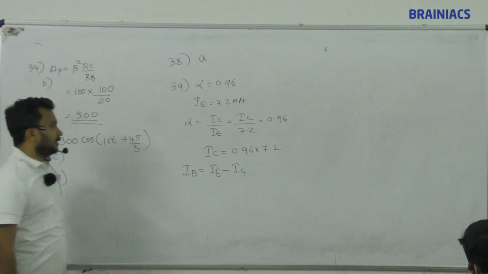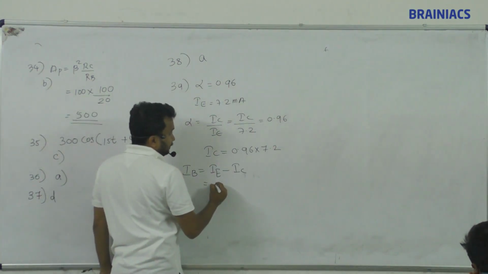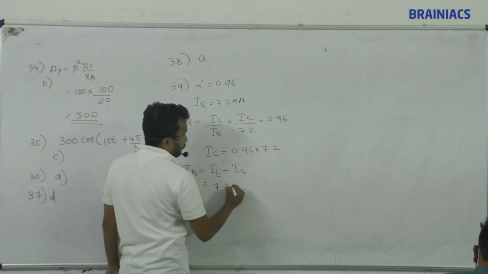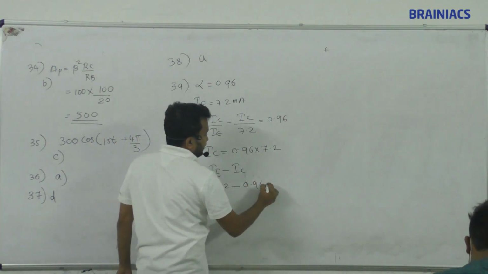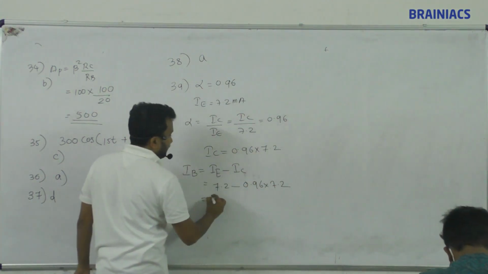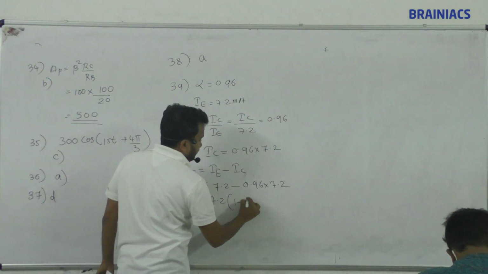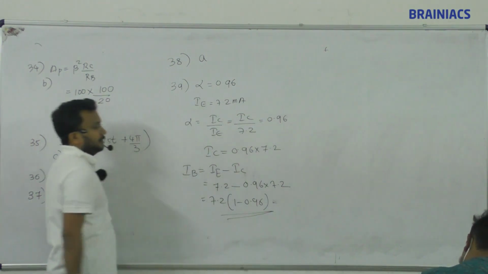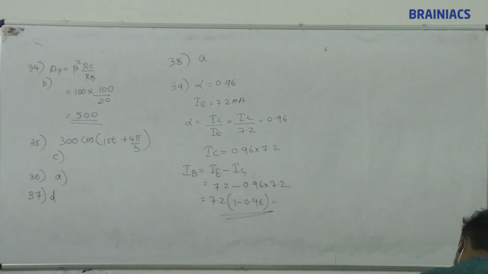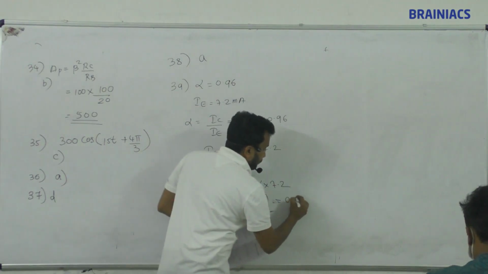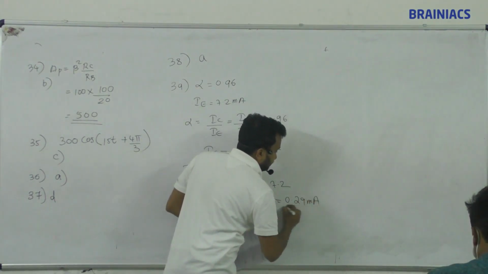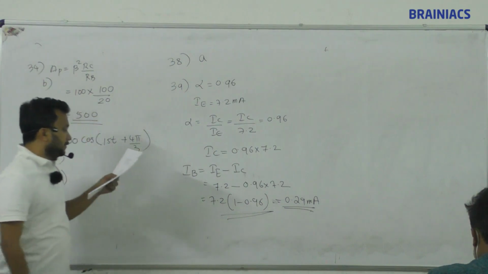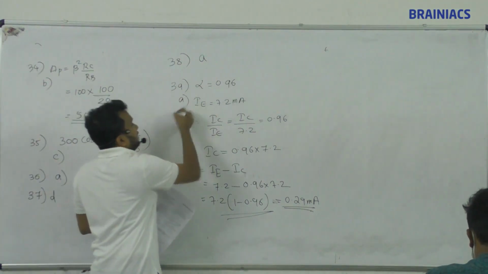Already solved it, same model. Okay, so what is coming? 7.2 minus 0.96 into 7.2. Correct line. Okay, you can solve it. Same model solved, same value. Okay, so what is the answer coming? 0.29, right? Already solved. Same thing. 0.29, 39 answer A.